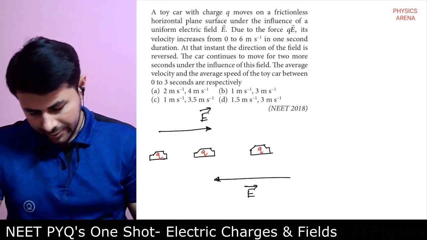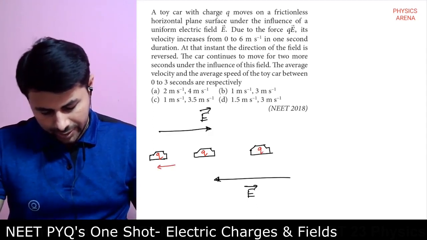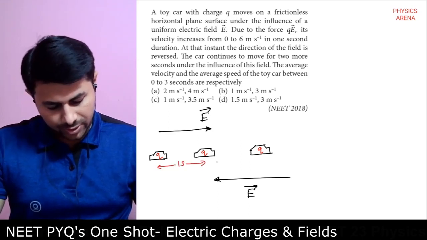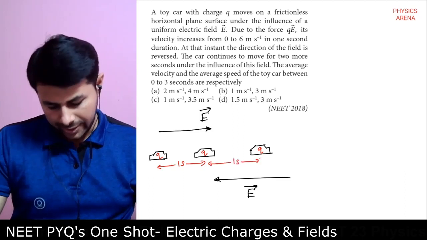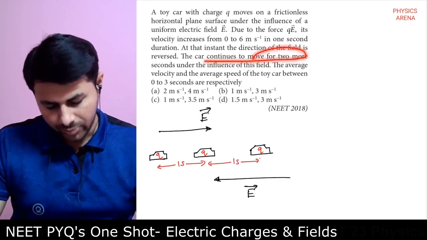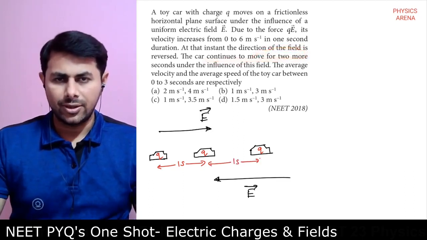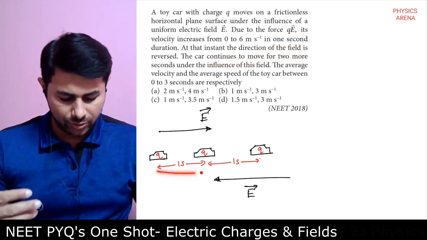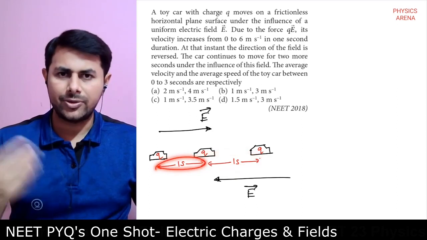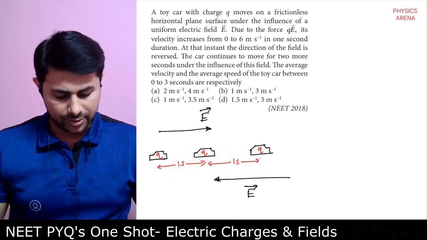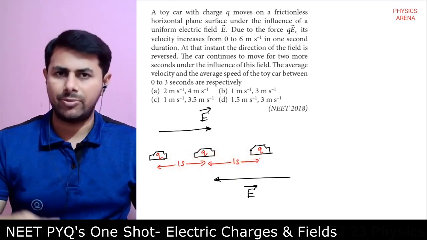So this will happen in, okay, this has happened in 1 second. So this will again happen in 1 second, right? But it continues to move for 2 more seconds. This is given. So what will happen in the next second? This is 2 seconds. Okay. So after 1 second, it keeps on moving till 2 more seconds. So 1 second plus 1 more second.